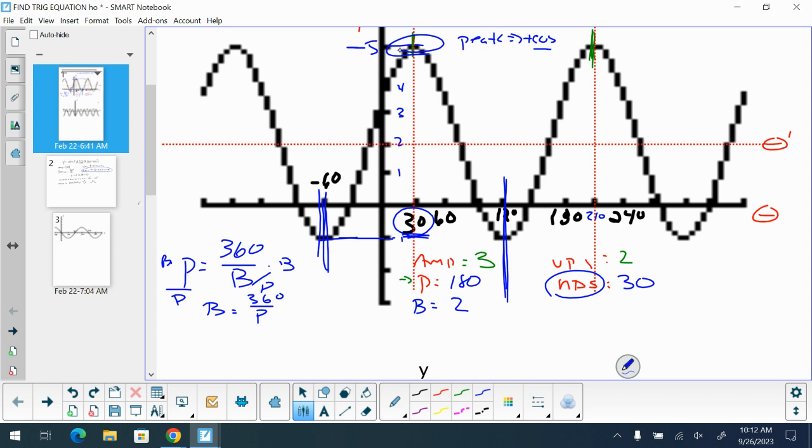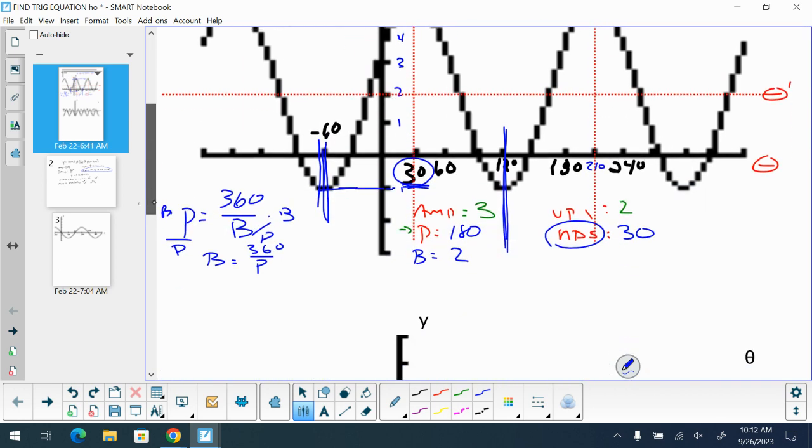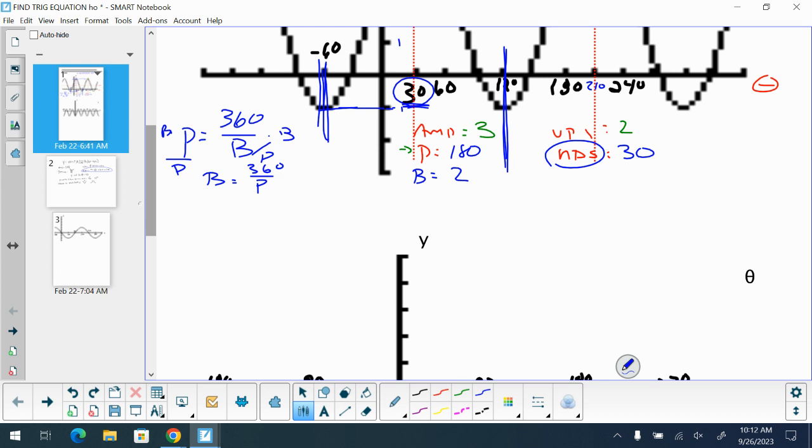So now I could just fill in my numbers into my equation. Y is equal to the vertical phase shift, which is a value of 2, plus our amplitude, 3. Sine or cosine? Well, we went to a peak, so that is a positive cosine. Our B value, which is a value of 2, times theta minus our horizontal phase shift.